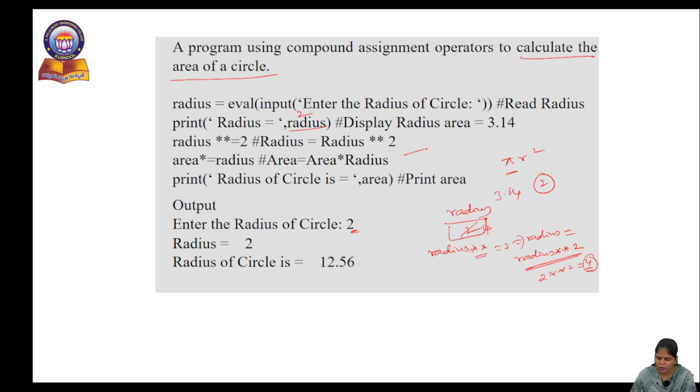Now what will be calculated here? Area equal to area into radius, the updated radius. What have you considered for the area? 3.14, that is the area I have considered, into the radius, which is 4. So what is the output? 12.56 will be the output. Now this 12.56 will be stored in the area and it will print the output as 12.56.